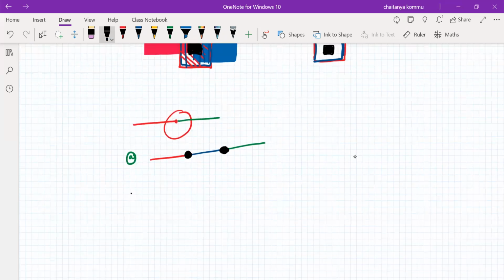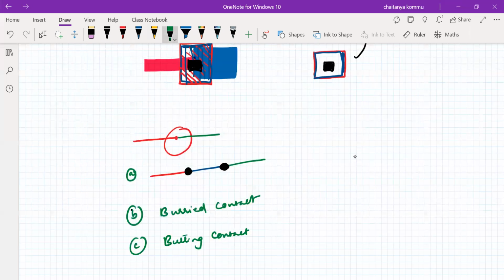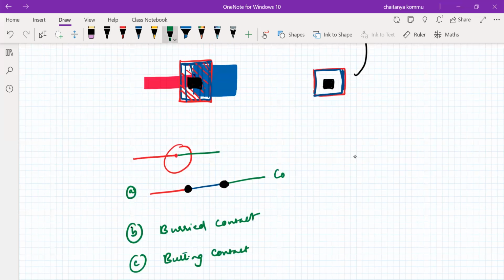The second possibility is the buried contact. The third possibility is the butting contact. This is the conventional method, the conventional contact. So that's what we can do.